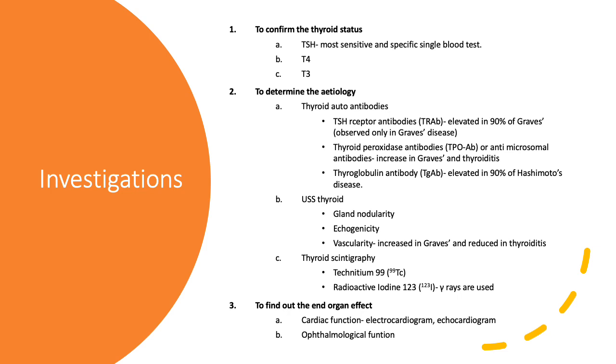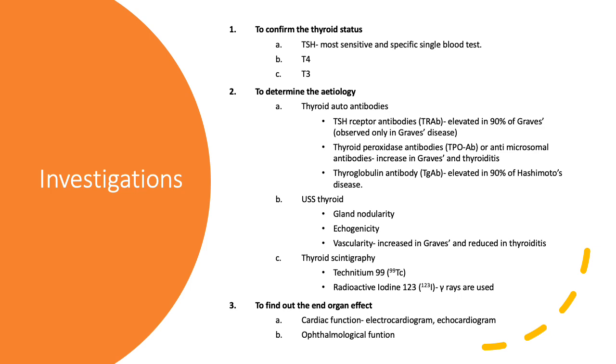Thyroid autoantibodies are done as first-line investigation to find out the etiology of the thyrotoxicosis. TSH receptor antibodies are elevated in 90% of Graves' disease, and this is elevated only in Graves' disease. Thyroid peroxidase antibodies or antimicrosomal antibodies are elevated in Graves' and thyroiditis. Thyroglobulin antibodies are elevated in 90% of Hashimoto's disease.